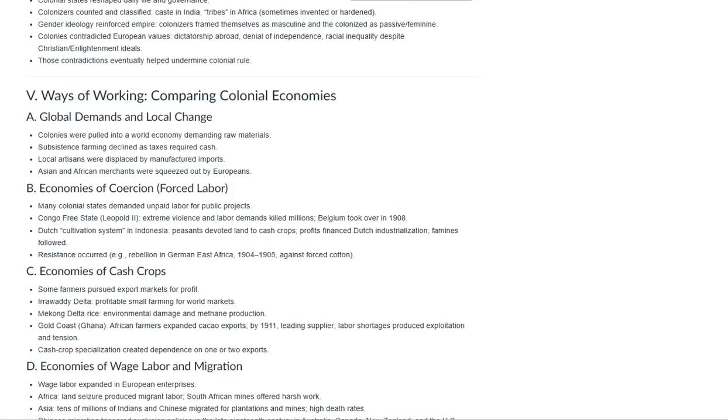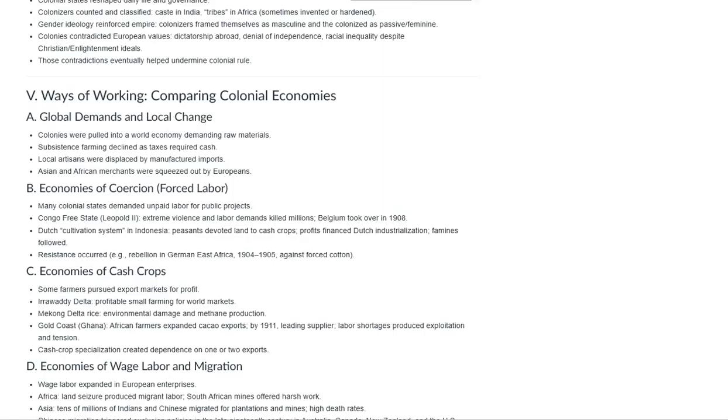The most extreme case, and you will read about this more in the chapters, is the Congo Free State, personally controlled by Leopold II of Belgium. Not only does he mutilate the people there, physical mutilation, it is horrible what he does in Congo. Labor demands and terror killed millions of people there. Forced labor caused starvation because people couldn't grow their own food. And Belgium finally took control in 1908 to end the worst abuses.